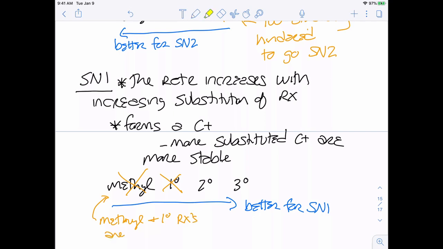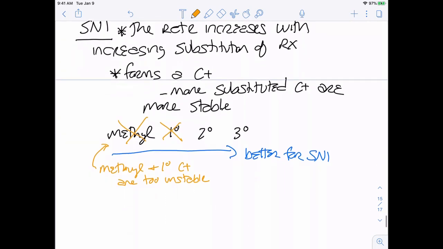It's not even the alkyl halide, let's say carbocation intermediates. Methyl and primary carbocations are too unstable. We're not going to form them. The only way we would form a primary one is if it can rearrange to form something better. If it can undergo a rearrangement, then we can still do that. But if there isn't a rearrangement possible, then we're not going to undergo an SN1 reaction with methyl and primary alkyl halides.